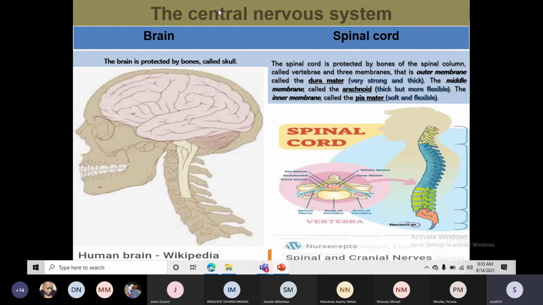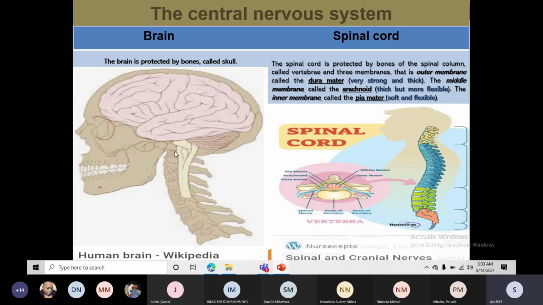The central nervous system: the brain and the spinal cord, and the key structures of each. Let's start with the brain. What protects the brain? The brain is protected by bones called the skull. You are familiar with the concept of the skull, so it protects the brain.